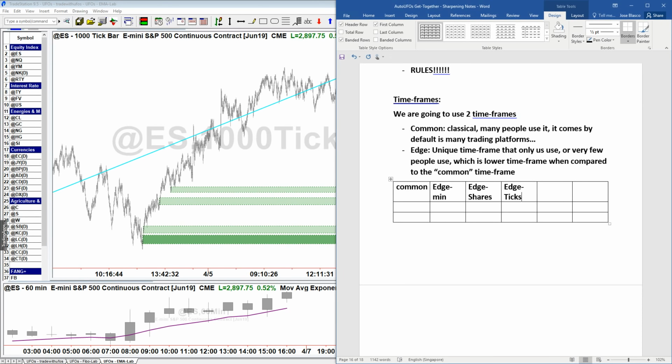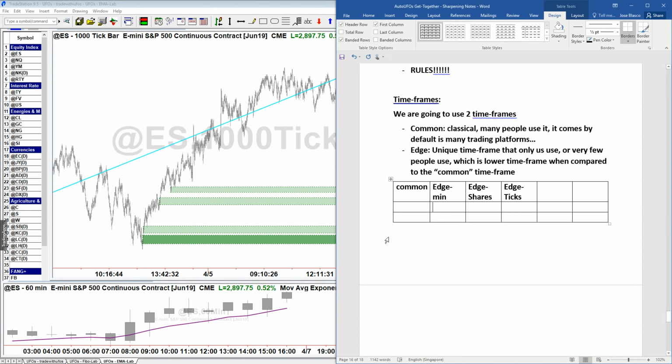And minutes is minutes, even though with minutes I'm going to give you two choices: the common choice and the weird choice. For the edge we're going to have two choices because some of you may be using a platform or a broker that does not provide the option to do, for example, like I did before, the 8-minute time frame.